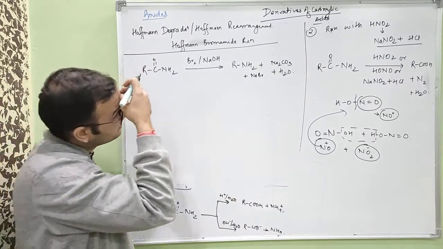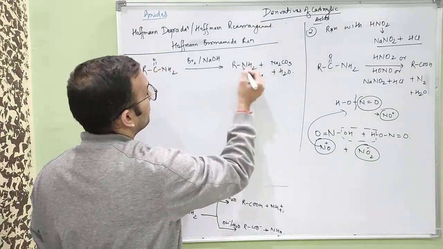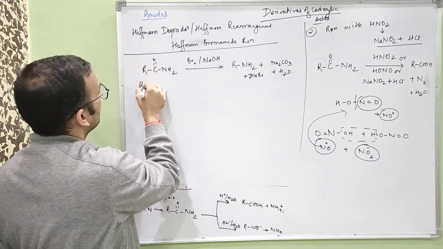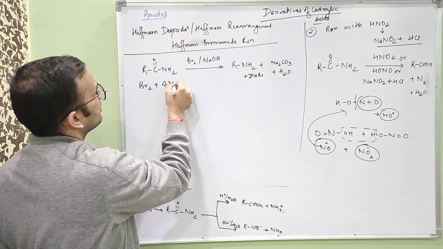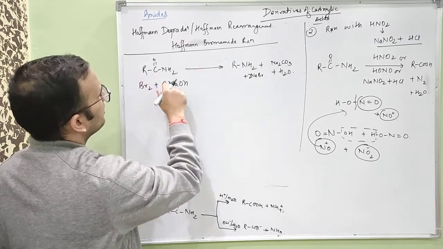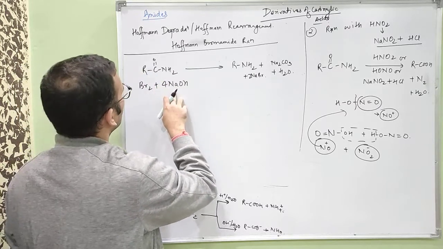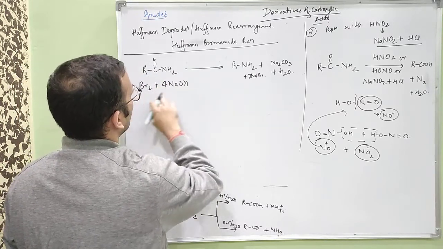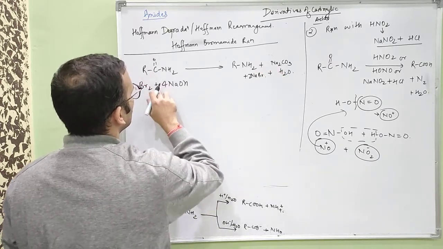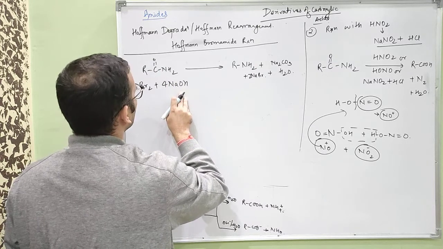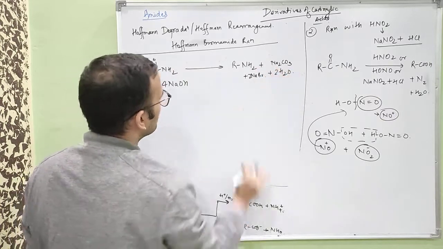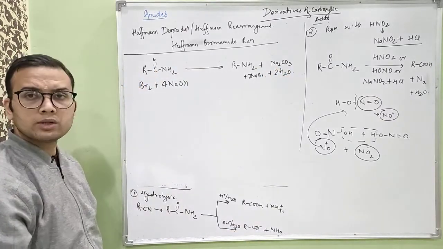Got it? So this is what you need to remember. If you want to write the balanced chemical equation, you can write it like this. This will be far better. RNH2, NaBr, Na2CO3, and 2H2O. So this is your balanced chemical equation.